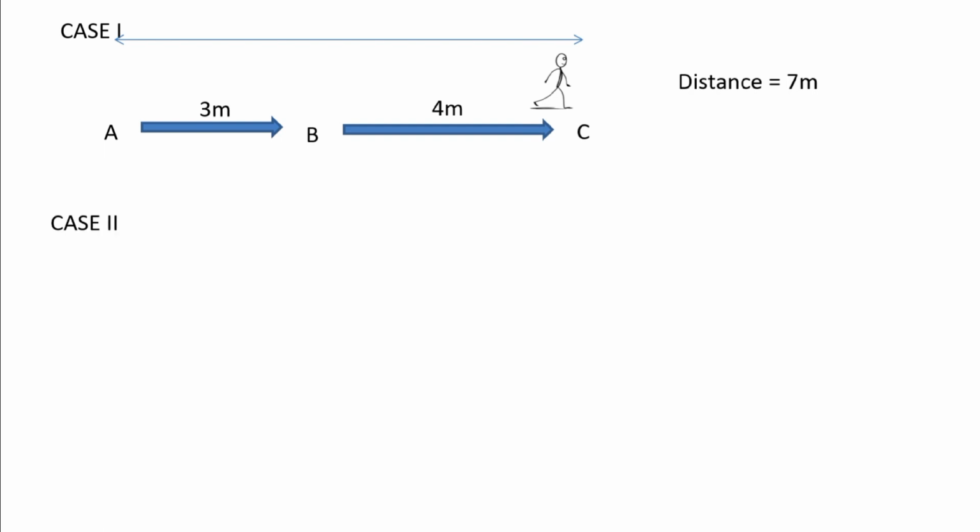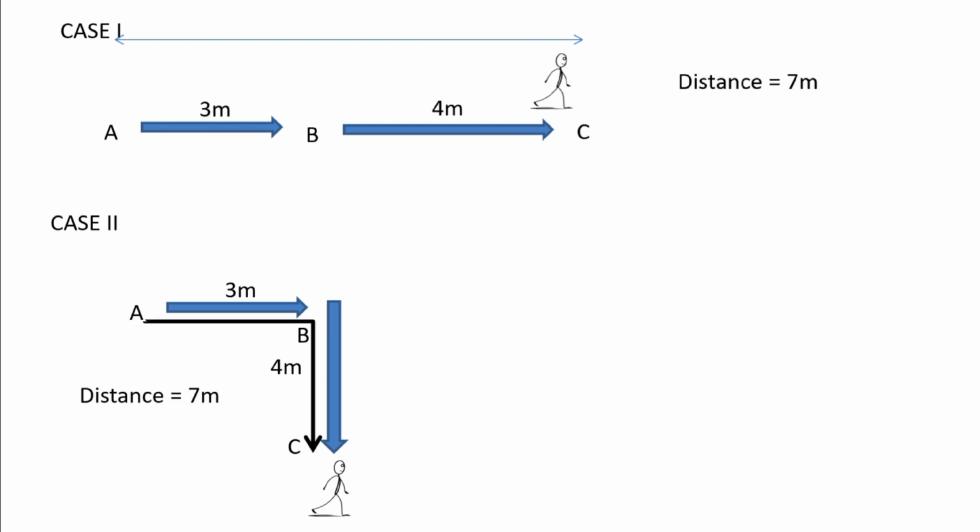Let us take another example. A person starts moving from point A to point B for 3 meter, takes a turn of 90 degrees and starts moving from B to C for 4 meter. The total distance traveled by the person is 7 meter.